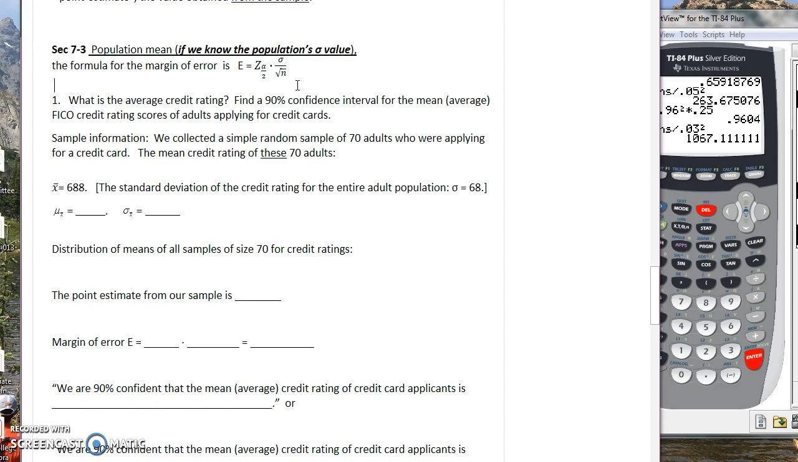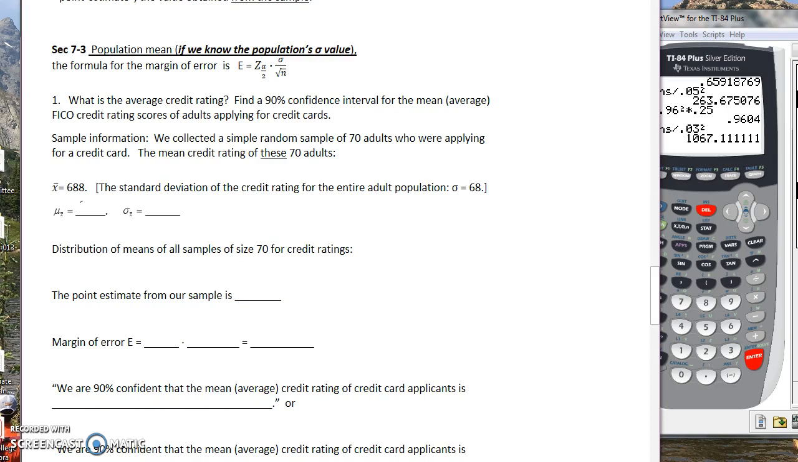chapter in section 6.5. So this says, what is the average credit rating for somebody applying for a credit card? Find a 90% confidence interval for the mean average FICO credit rating for scores of adults applying for credit cards. Sample information. We collected a simple random sample of 70 adults who were applying for the credit card. The mean credit rating of those 70 adults was 688, and we know the standard deviation of the credit rating for the entire population is 68.